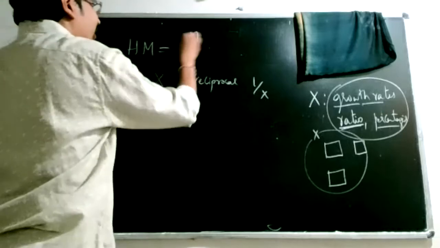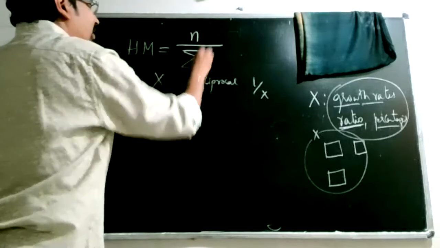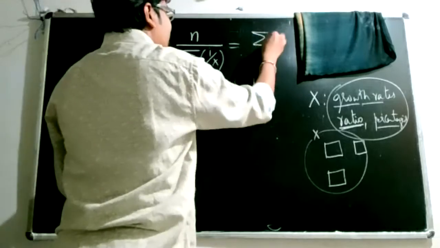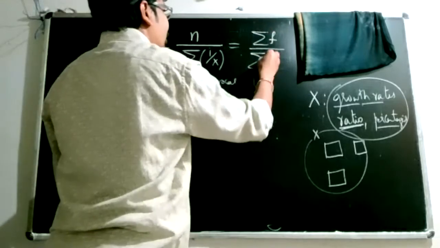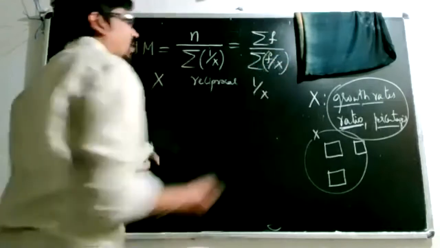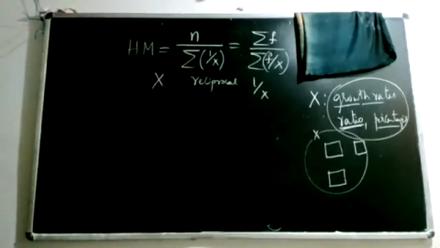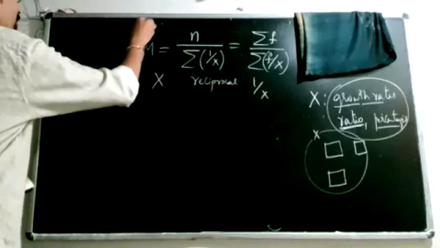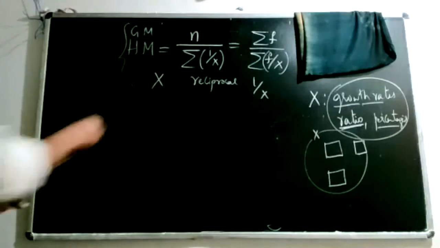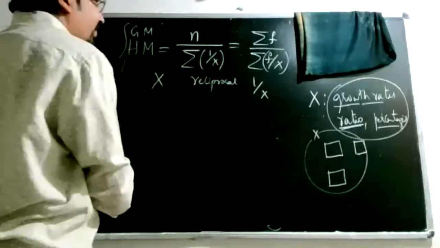And then we define harmonic mean as n divided by sigma 1 by x, and for frequency data, either group frequency or discrete frequency data, the formula to compute harmonic mean is sigma f by sigma f by x. So these concepts of GM, HM are not included in your model. You could just have the knowledge and the formula is sufficient.